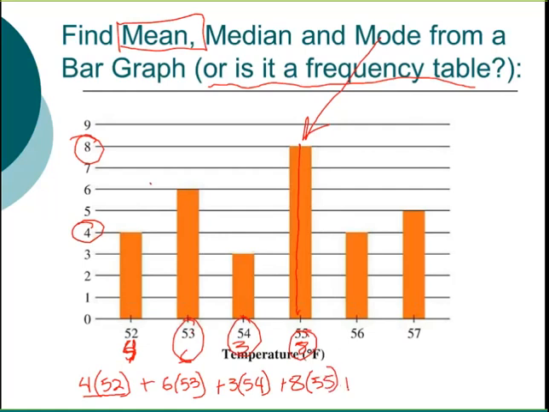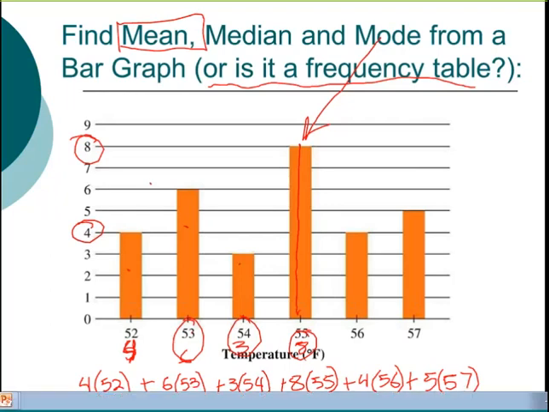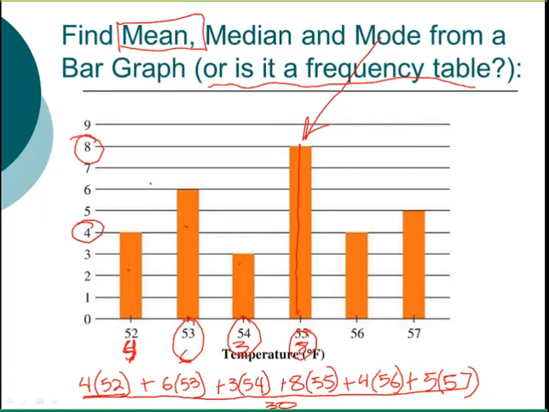And then I've got 4 56s, and then I've got 5 57s. So how many numbers do I have in total? Well, that's 4 plus 6, which is 10, plus 3 is 13, plus 8, and then plus another 4, and finally plus another 5. So let's add that up. So we have a total of 30 numbers. So when I type this in my calculator, I'm going to take this whole thing and divide it by 30, and that will give me my mean.